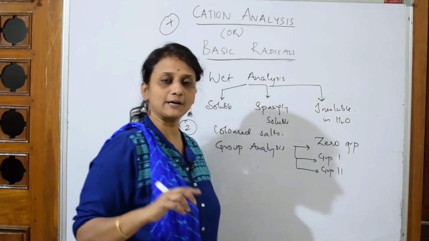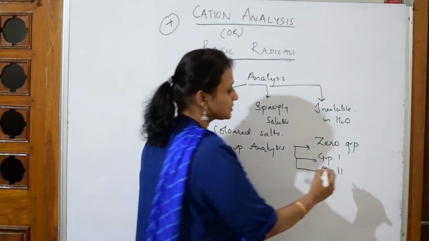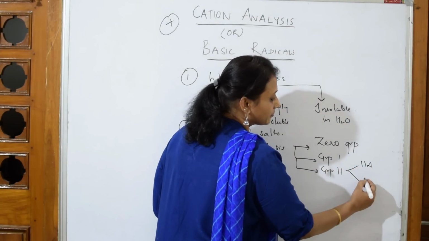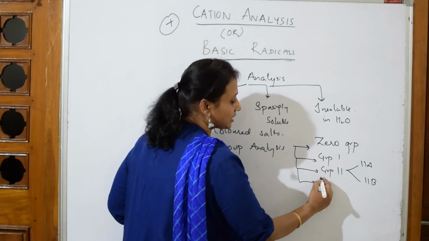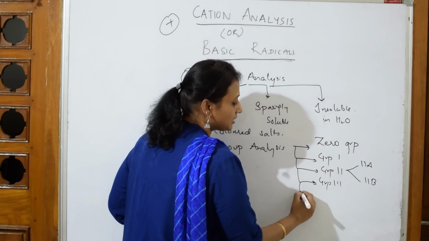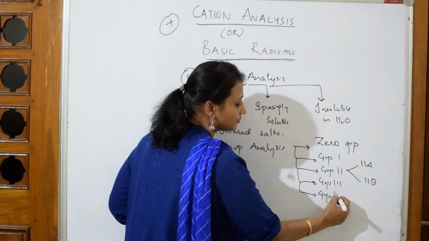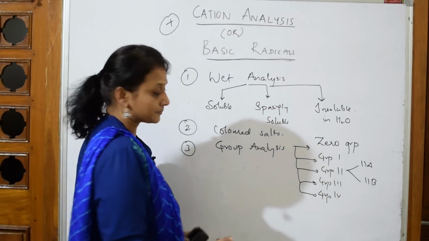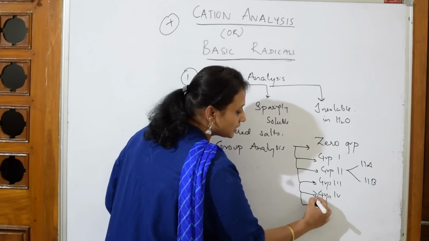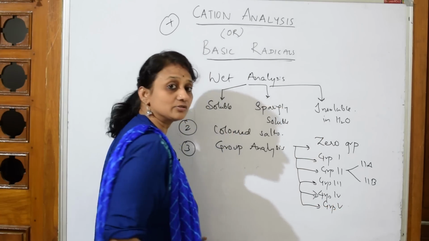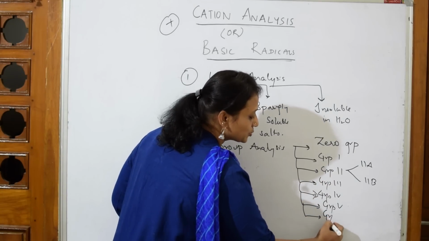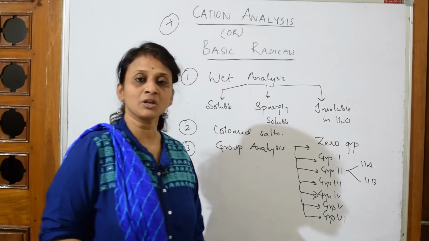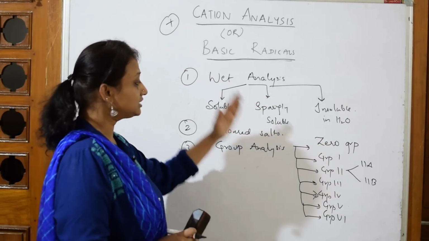Again in group 2, you have two classes of cations: 2A and 2B. After group 2 cations, you will be testing with group 3 cations. After that, you will test for group 4. If group 3 is not there, you will go for group 4. If group 4 cations are not there, you will go for group 5 cations. If group 5 is not there, the last group, group 6 cations, is what you are going to test for. So this is the procedure.